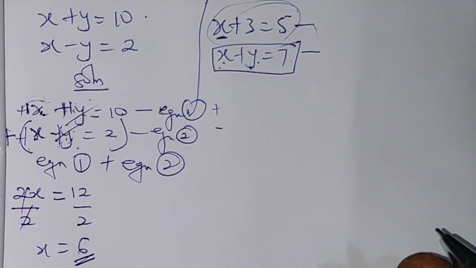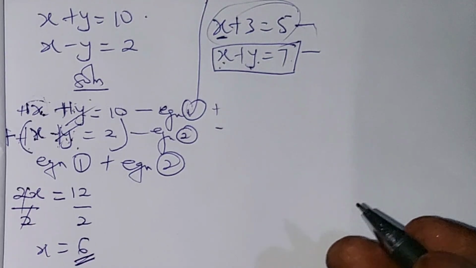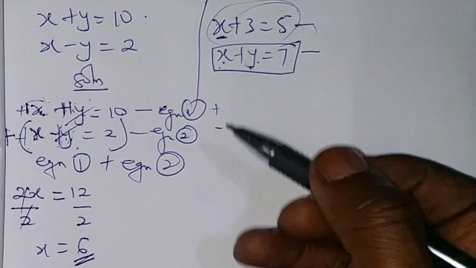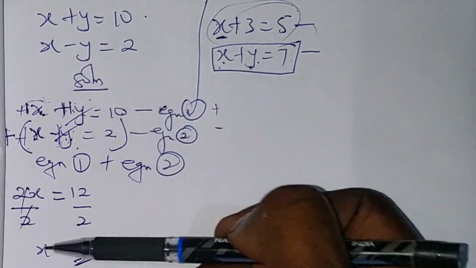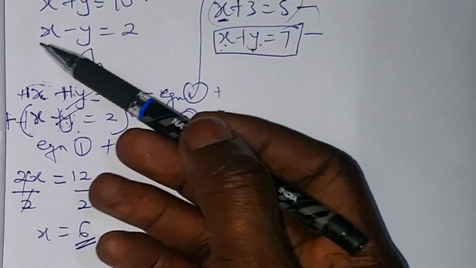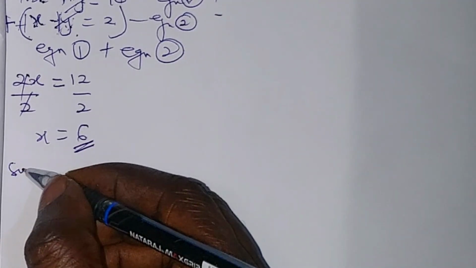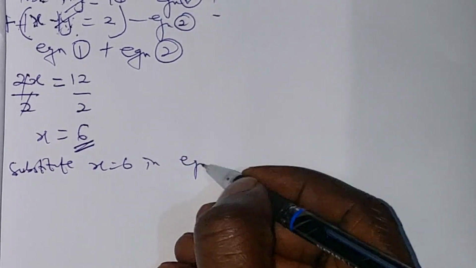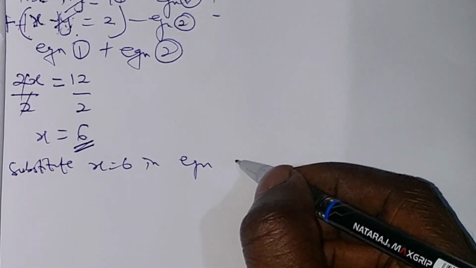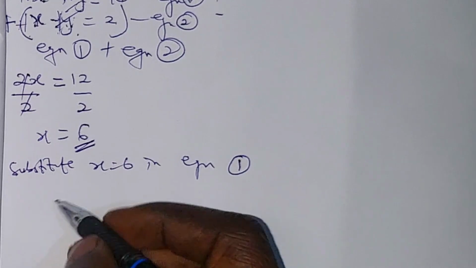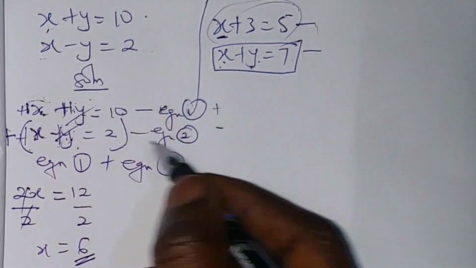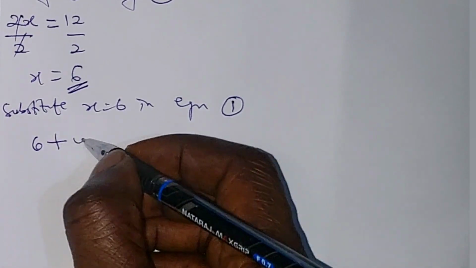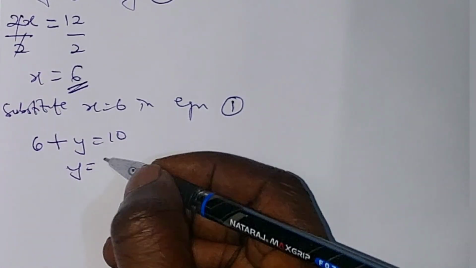Now that we've gotten x to be 6, all we need to do is substitute x equal to 6 in any of the equations. We can decide to substitute x equal to 6 in equation 1 or equation 2. Let's say we are going to substitute x equal to 6 in equation 1. This one was labeled as equation 1. So x is 6, plus y equal to 10, meaning y is equal to 4.